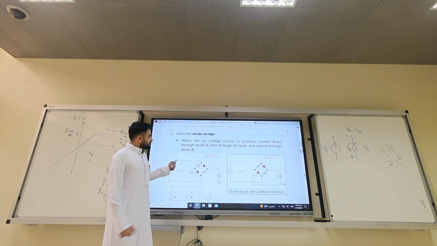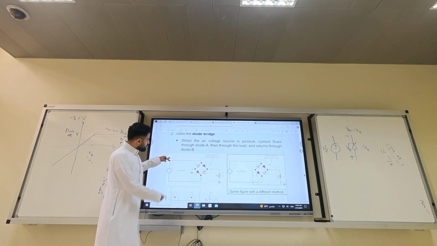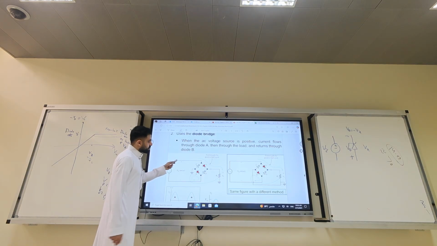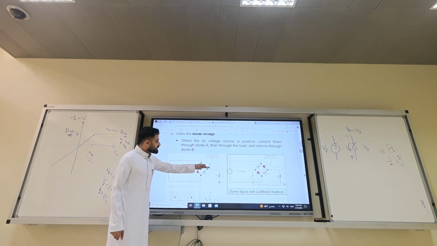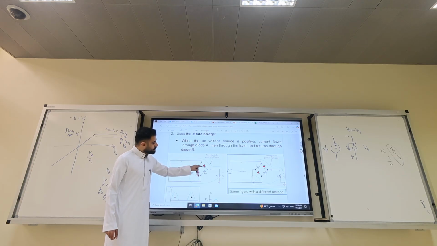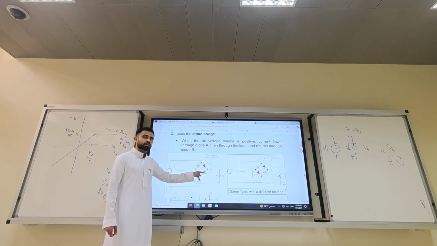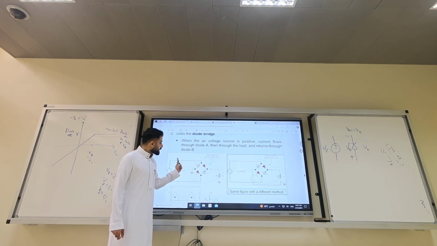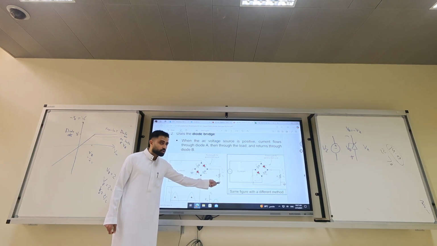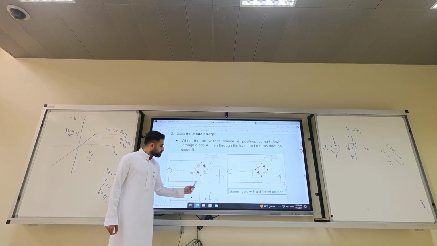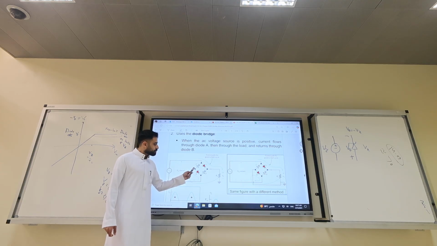Okay, so let me repeat. At the positive cycle, is the AC positive? Yes, so the diode turns on. Replace it with a short circuit. Diodes D and C see positive at the cathode, so keep them off. So they are going to be open circuit. So the current will flow where? To the load. Once it goes to the load, it will go where? To the ground.